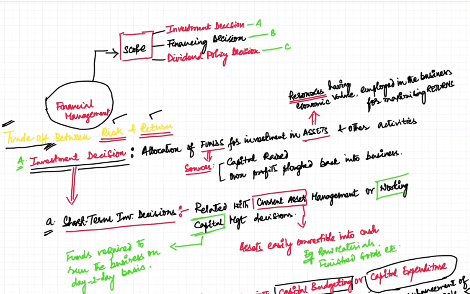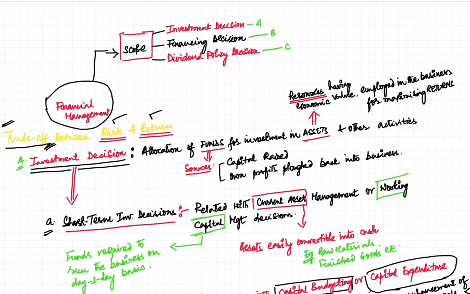Trading off means you are utilizing a certain concept so that you want to derive something out of it, right? For example, if I'm using my eyeglasses for seeing things better, that is its utility, right?